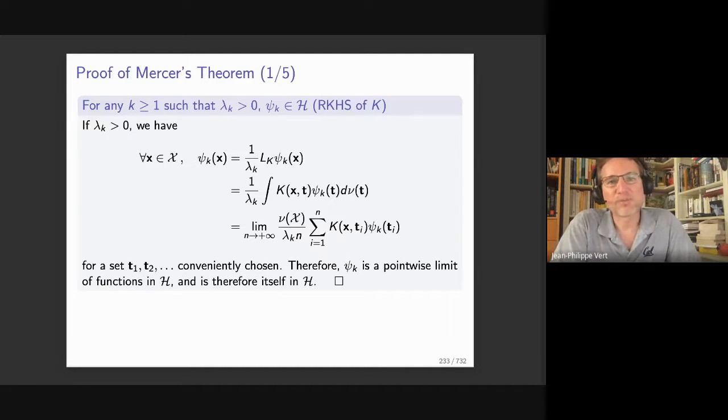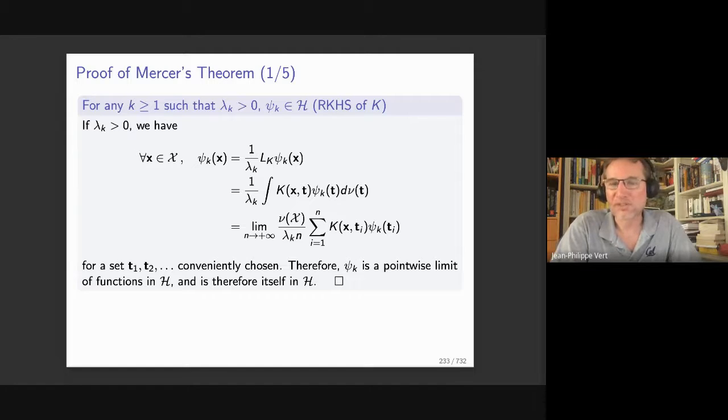So the first step is let us first show that for any index k such that the eigenvalue lambda k is strictly positive, then psi k that we defined earlier, as the eigenfunction of Lk, is in fact in the RKHS of k. You may remember that I said that Mercer proved this about 40 years before RKHS were introduced, so obviously he did not use this exact proof. Here we use the concept of RKHS to shorten the proof a bit.